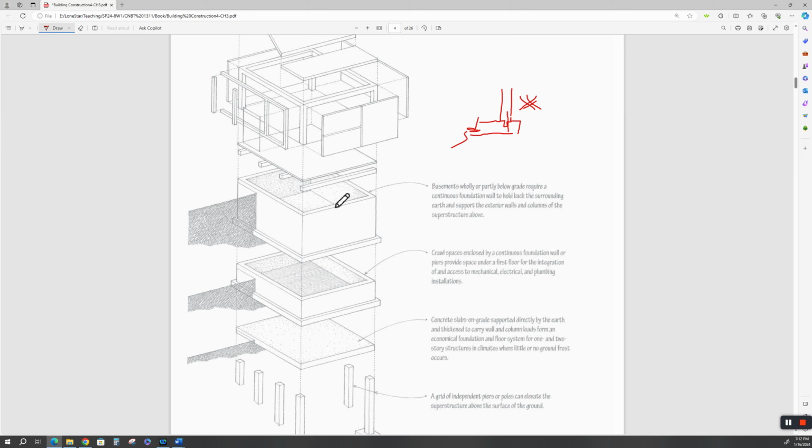We don't have too many basements down here. Why? Because of the water table. Crawl spaces are shallow, for lack of a better term, shallow areas underneath the house. If you've got a house that's on pier and beams, let's say these are piers, pier and beam foundation.